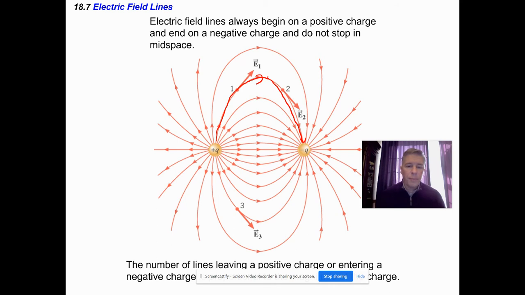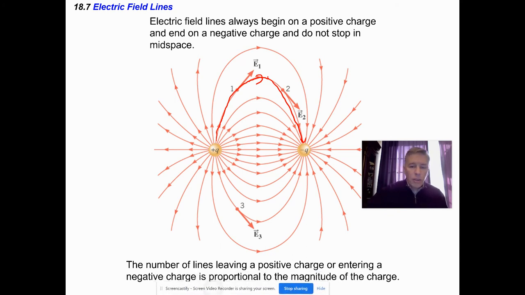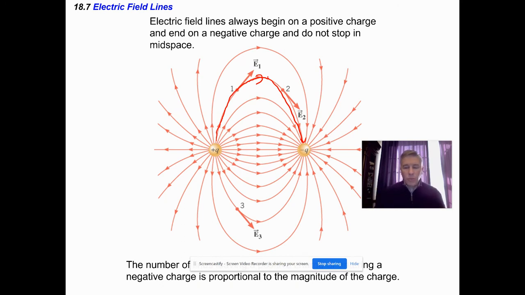I think that's good enough. And then this little statement at the bottom, the number of lines leaving that positive or entering the negative charge indicates something about how much the magnitude of that charge is. So there are different ways we can represent these electric fields.